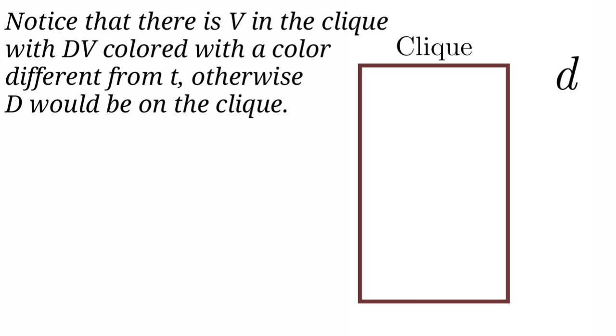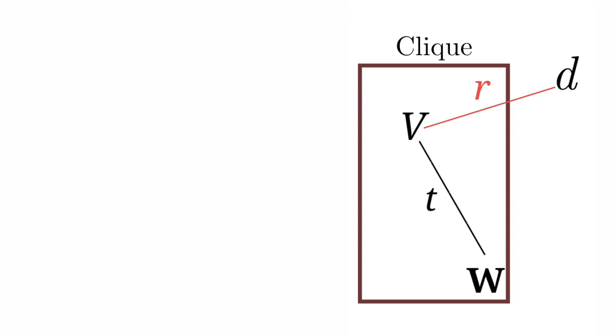Notice that on the clique, we have an element V, which when connected to D has an edge with color different than T. Because if that weren't the case, every element of the clique connected with D would have the color T, which would mean that D is on the monochromatic clique, which is a contradiction because of the definition of D. Let this different color be R, and let V be the vertex of the clique that connected to D has an edge of color R. Okay, so now we split the problem into two cases.